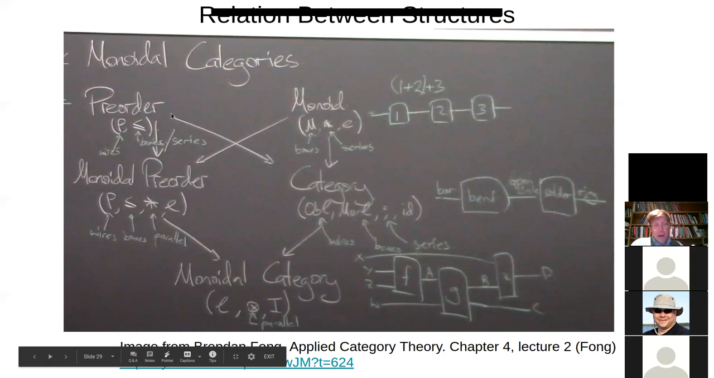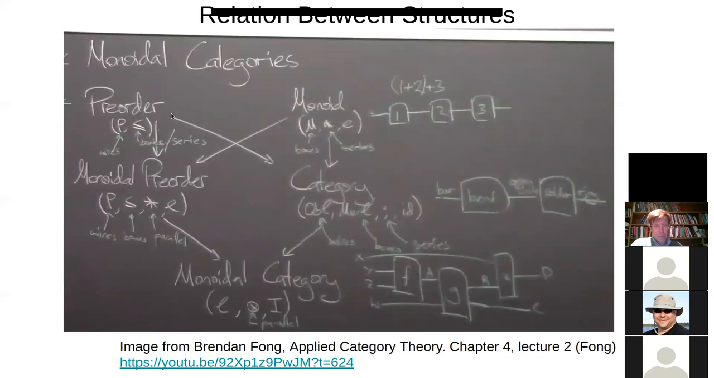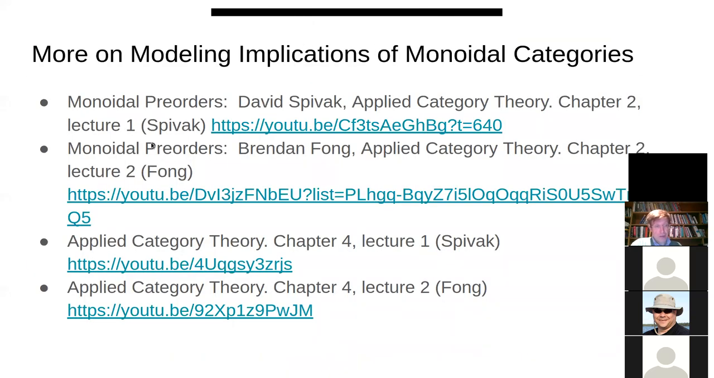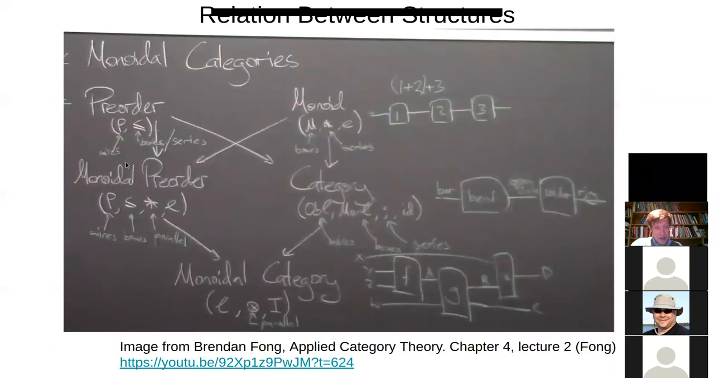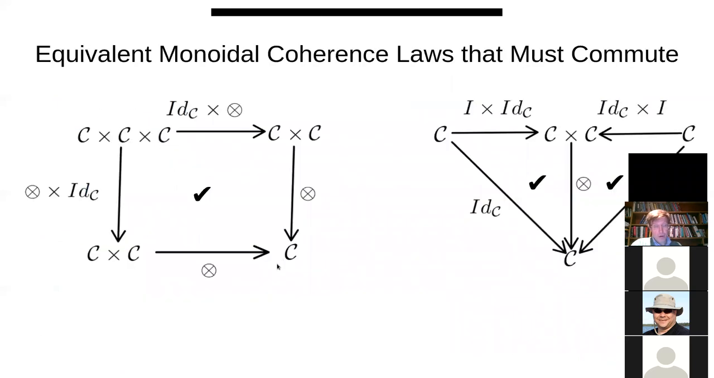But basically he maps out this relationship between some of the things we've been seeing, like preorders. We're gonna get to monoidal preorders. And in fact, there's a video for them if you wanna go down that side of it. We kind of went with monoids and categories and monoidal categories right here with monoidal categories.